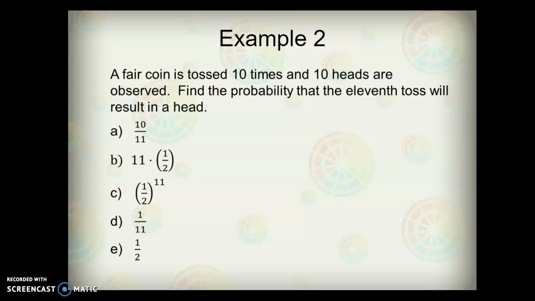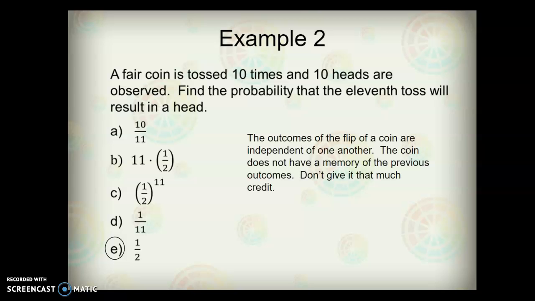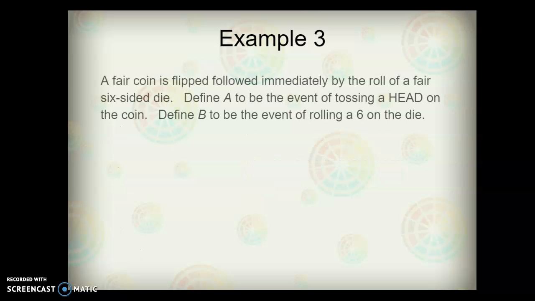So it doesn't matter that there were 10 heads in a row. The probability of getting an 11th head will remain the same. It will be 1/2. So the outcomes of the flip of a coin are independent of one another. Therefore, the probability that the 11th flip will be a head is the same as the probability that the 10th flip was a head, which is the same as the probability that the 9th flip was a head, and so on. They are independent tosses.